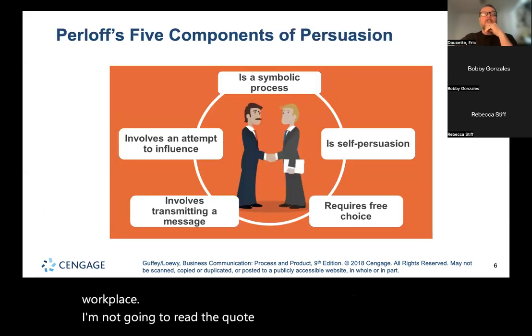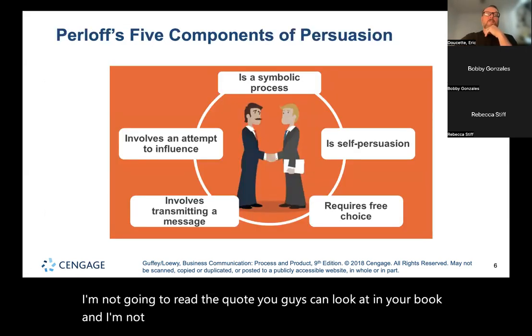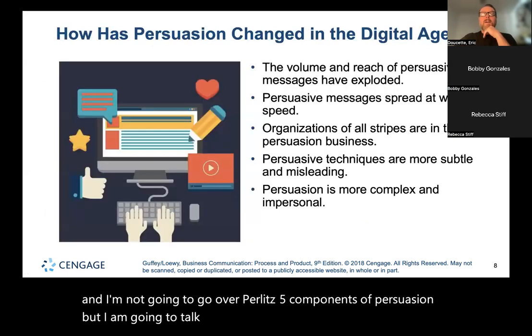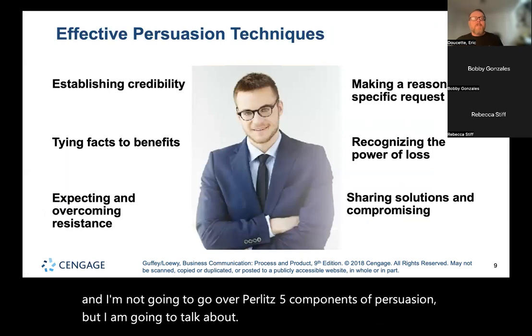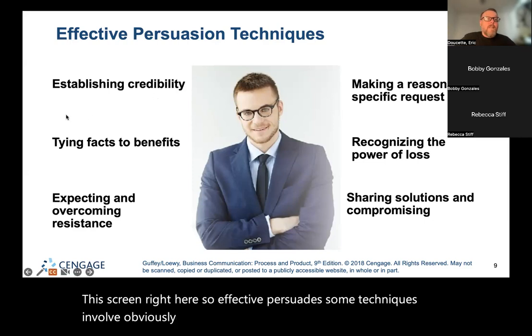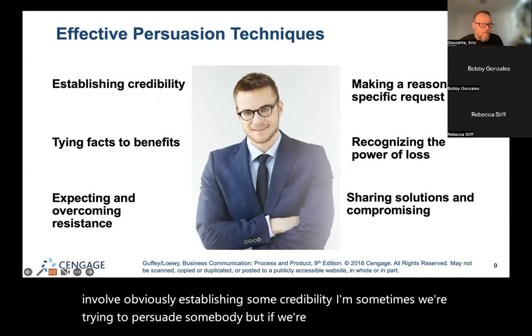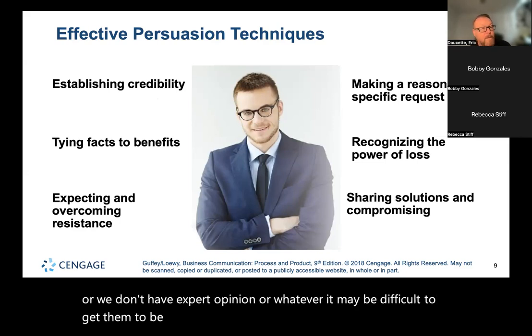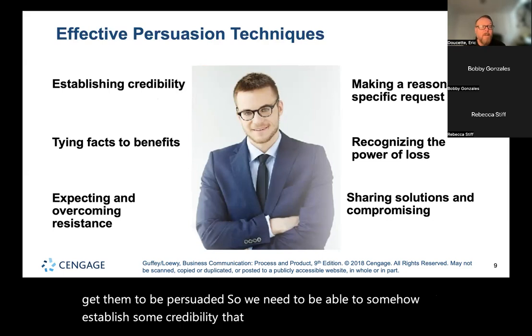I'm not going to read the quote. You guys can look at it in your book. And I'm not going to go over Perlit's 5 components of persuasion, but I am going to talk about this screen right here. So effective persuasion techniques involve obviously establishing some credibility. Sometimes we're trying to persuade somebody, but if we're not an expert, or we don't have expert opinion or whatever, it may be difficult to get them to be persuaded. So we need to be able to somehow establish some credibility that might be required.